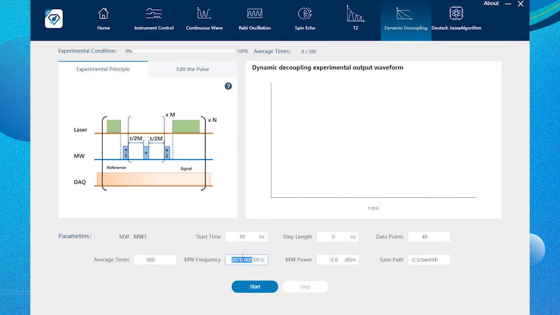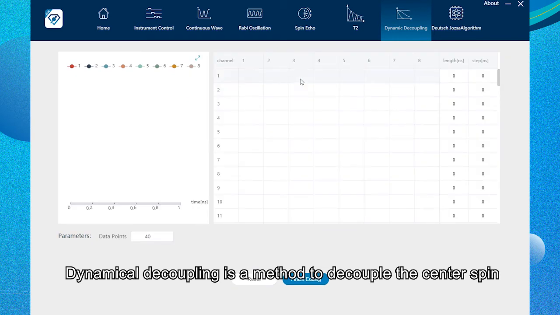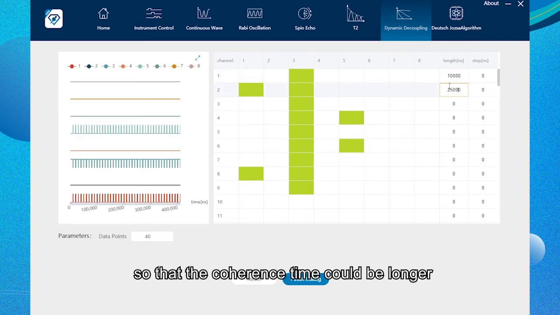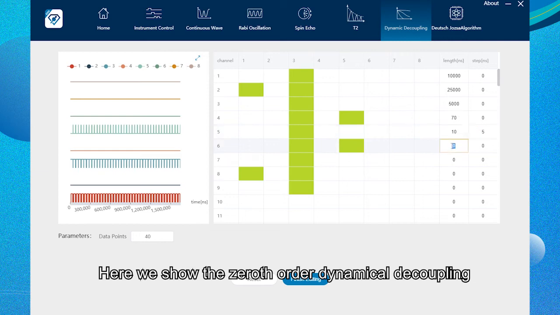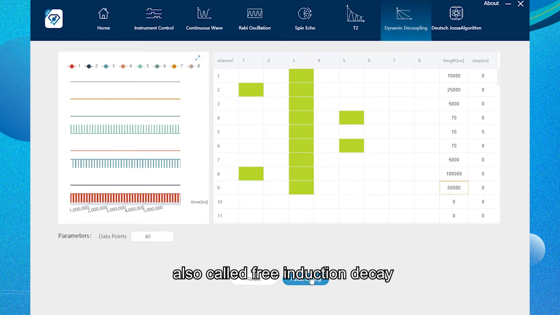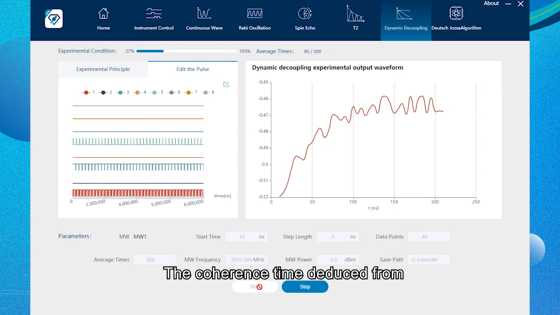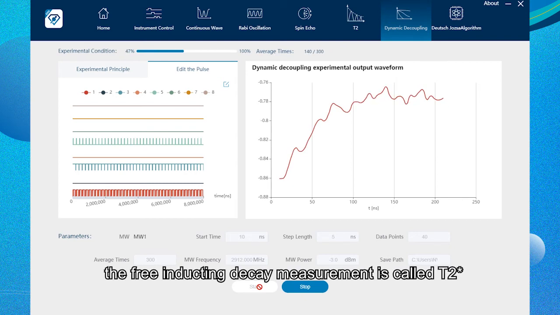Dynamical decoupling. Dynamical decoupling is a method to decouple the center spin from the environment, so that the coherence time could be longer. Here we show the zeroth order dynamical decoupling, also called free induction decay. The coherence time deduced from the free induction decay measurement is called T2 star.